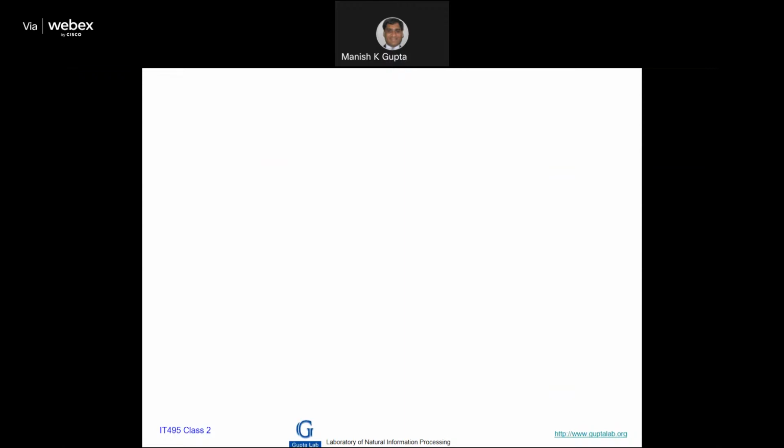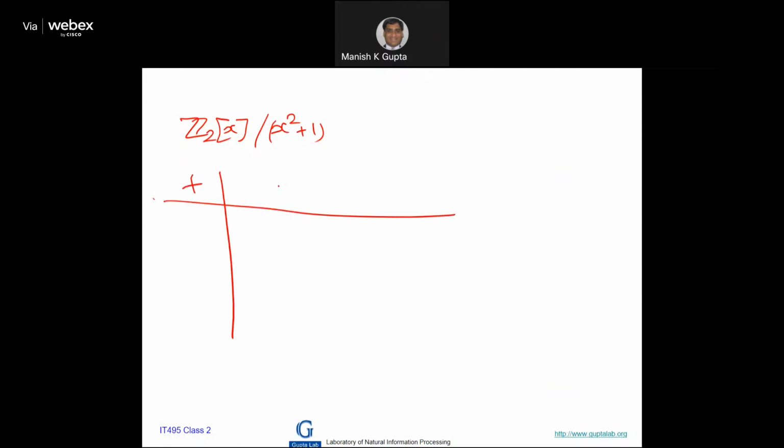Now, if I take Z2[x], all 8 polynomials, modulo x square plus 1. So now you can clearly see that with respect to addition, 1, x, 1 plus x, 0. Actually, I will not make it for addition because addition is straightforward. I'll show you the multiplication table, okay? You can do that. So we have the multiplication table here.